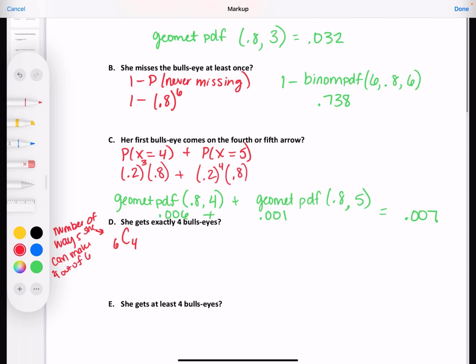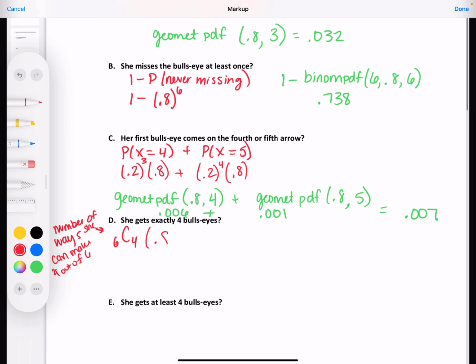Because quite frankly, you're not going to want to sit and figure that out by hand. You could list out all possible options if you were just so inclined, but that would take a long time, especially with bigger numbers. So we have that. And then times, we want her to have 4 makes, so 0.8 to the 4th. And then 2 misses, 0.2 squared. And if we multiply all that together, it'll come out and give you some number.